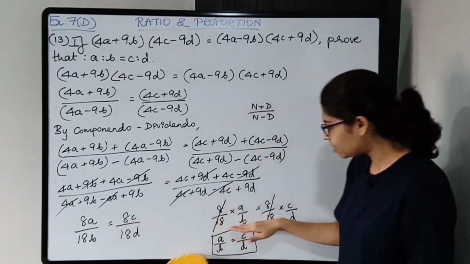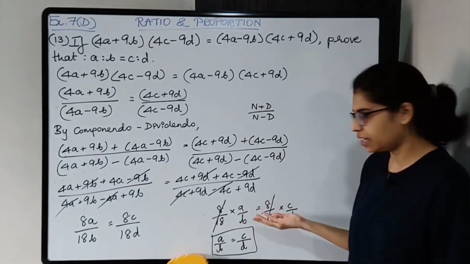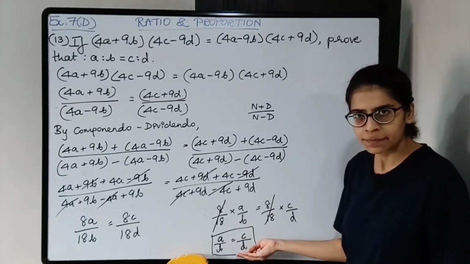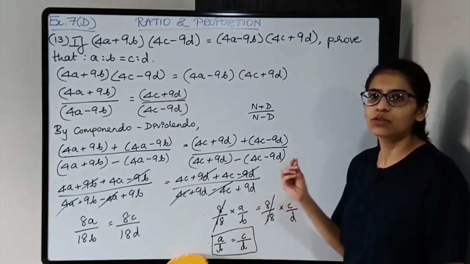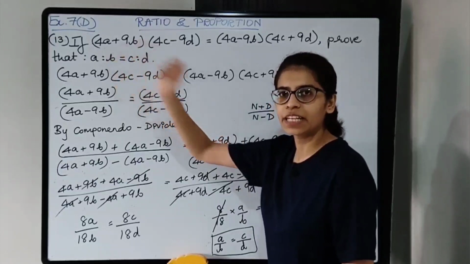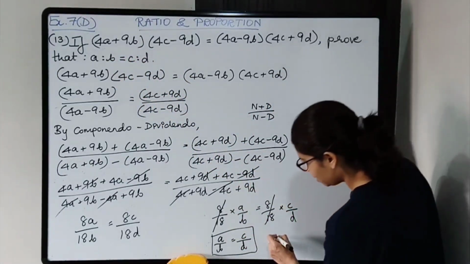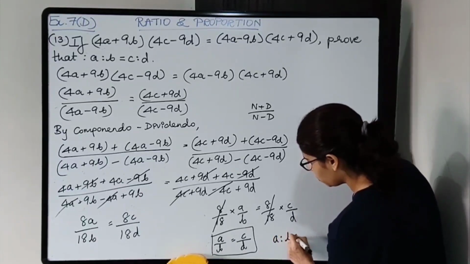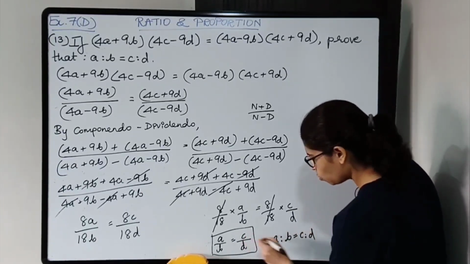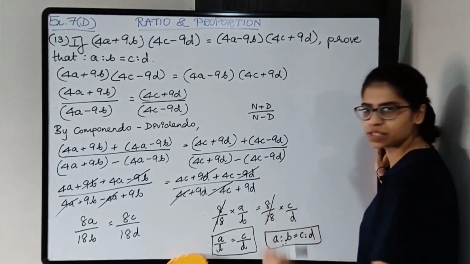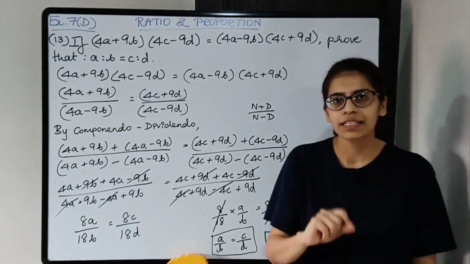After this you can add this step for your understanding, or directly you can write this, and after this you need to write in is to form. Write it exactly as given in the question. So after this on the next line you'll write a is to b is equal to c is to d. Don't box this, instead box this. And after this write down hence proved.